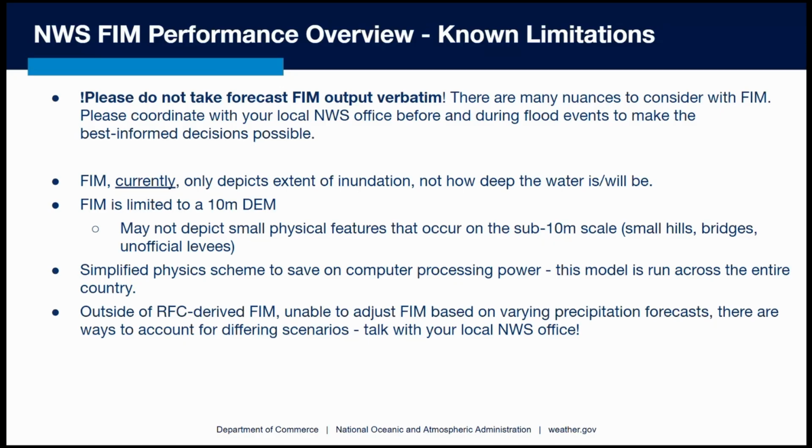And then outside of our RFC-derived FIM, we're not able to adjust the FIM based on precipitation forecasts. The RFC one will, because when we have an updated precip forecast for an event, the River Forecast Center takes that forecast rain and puts it into their model, and then the FIM comes out of that. But there's no other way for the other FIMs to adjust like that. So the RFC FIM will be unique there too, and should be helpful. In terms of the dynamic ones, if you have RFC FIM near you versus the water model, it's definitely going to be preferred to use the RFC FIM. But again, talk with your local NWS office about the viability.